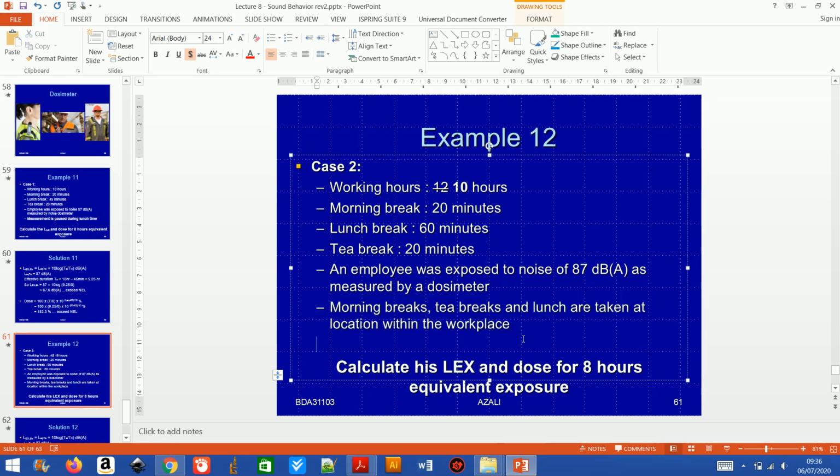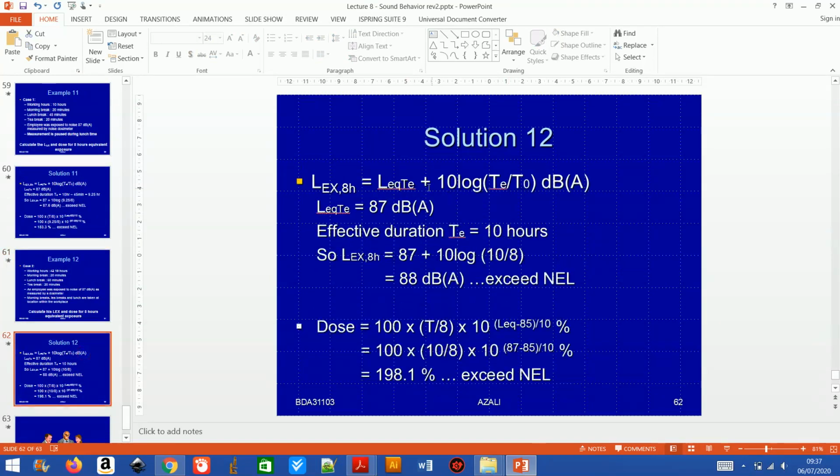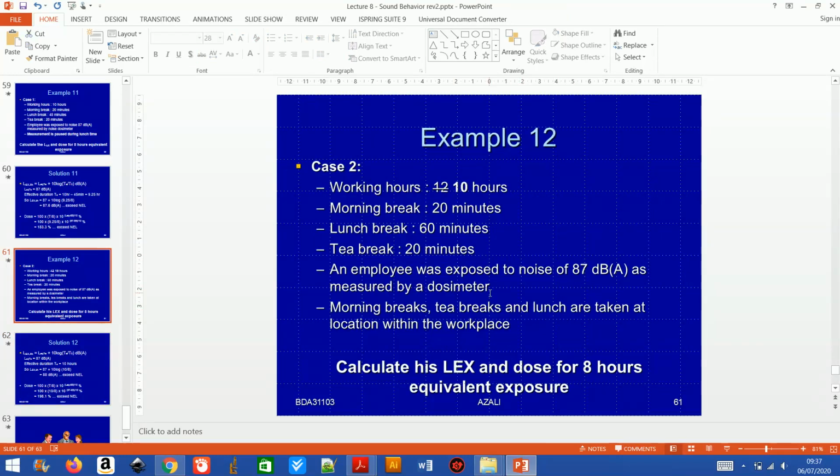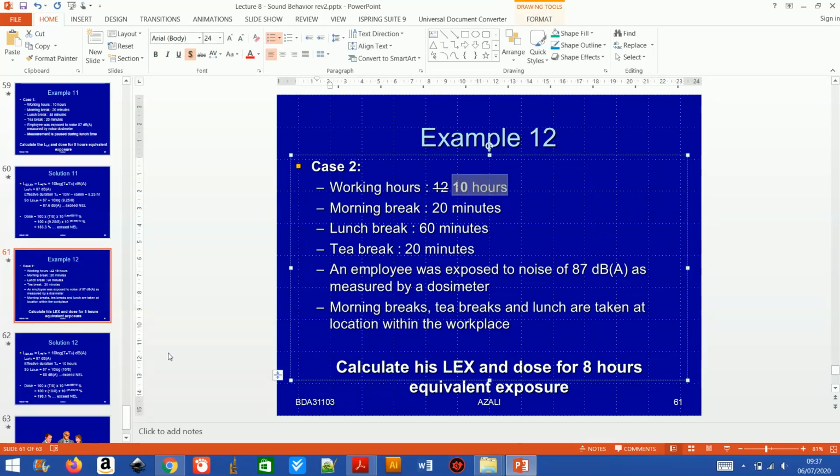If you compare example 12 and example 11, in example 11 it clearly mentions that the measurement was paused during lunch break. But for this case, there is no statement that mentioned that the measurement was paused. Therefore, we can assume that the measurement was taken for the whole 10 hours, because it didn't mention that there is a break or whatsoever. So the TE is 10 hours. If you look at the solution, it mentioned that the effective duration of time exposure is 10 hours. Why is it 10 hours? Because it didn't mention that the measurement was paused either during lunch break, morning break, or tea break. So the measurement was conducted for the whole duration of working hours, which is 10 hours.